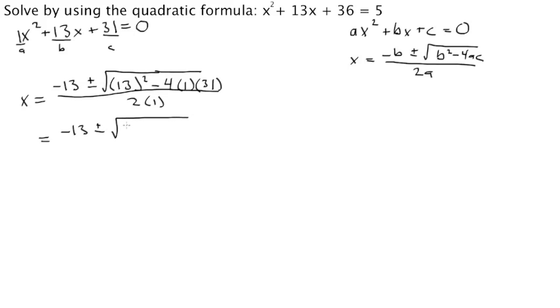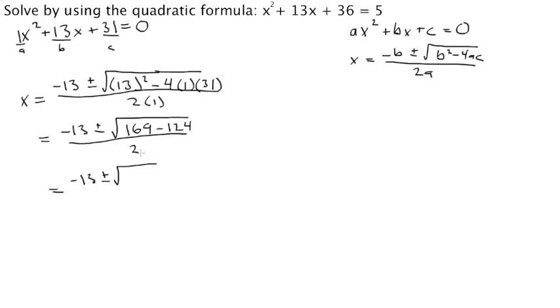Square root of 13 squared is 169. If you don't have a lot of your squares memorized, I'd say up through 15 is pretty handy to have memorized. If not, I'd encourage you to work on that a little bit. So 13 squared is 169. 4 times 1 is 4. 4 times 31, that's going to be 124. All over 2. So we have negative 13 plus or minus 169 minus 124.